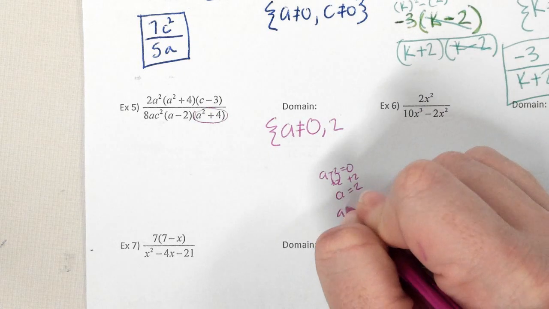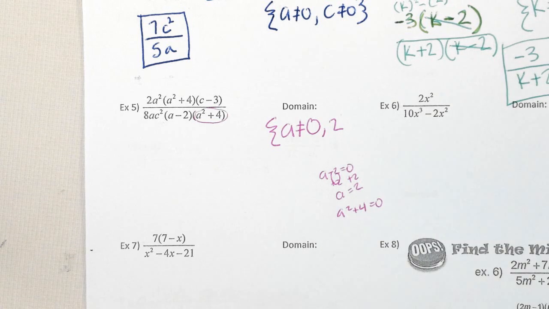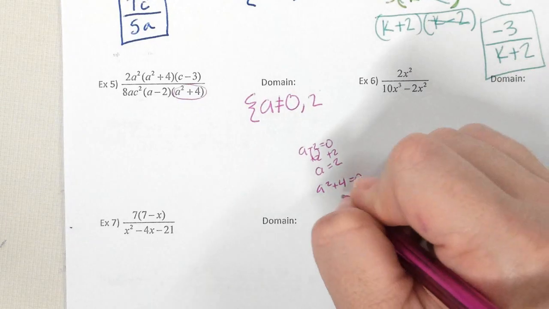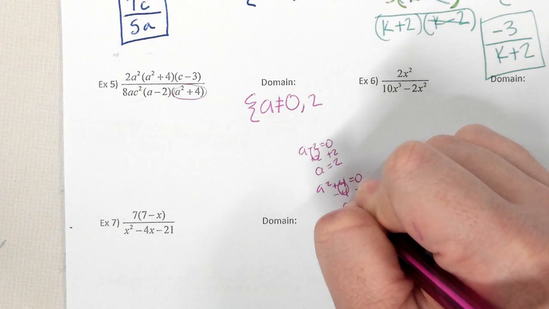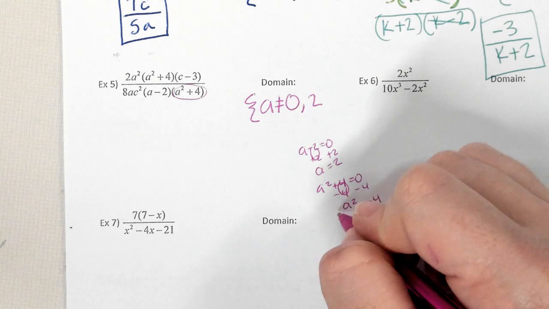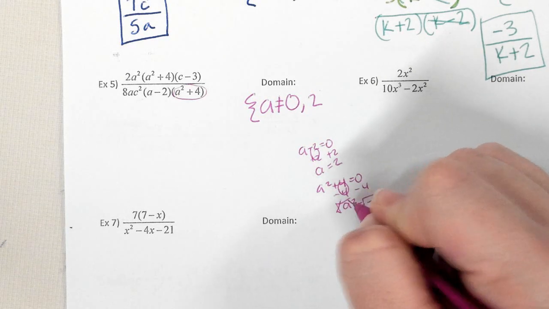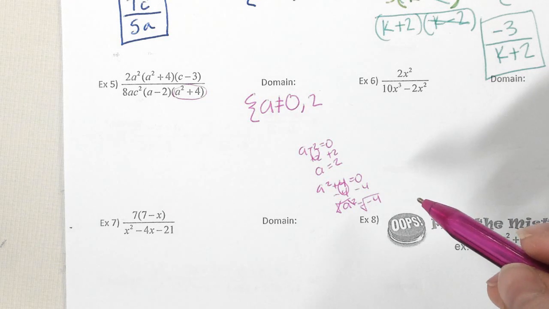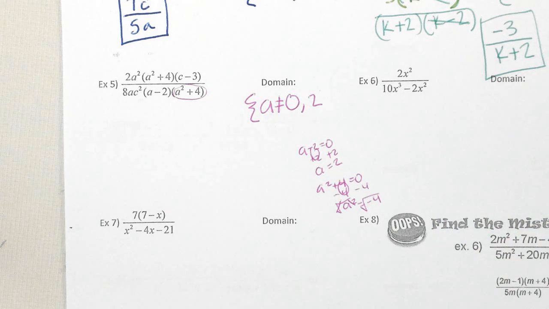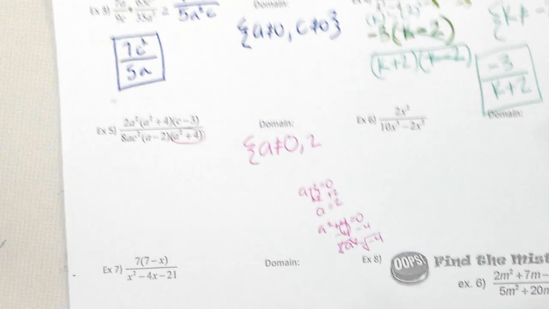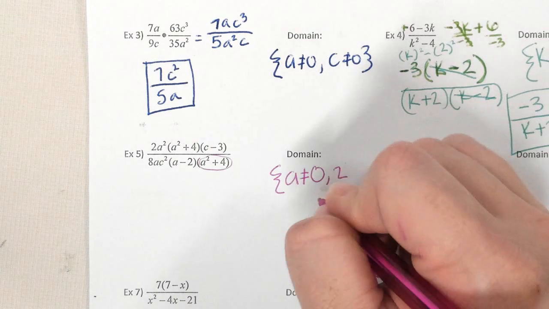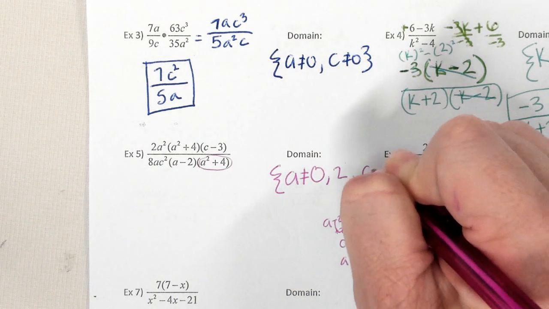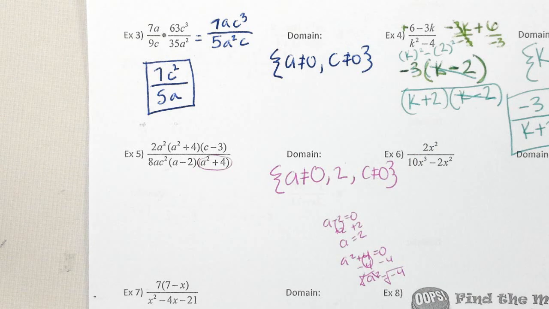So if I have A squared plus 4 equals 0, I would subtract 4 from both sides. I get A squared equals negative 4, and then I square root. And what does it end up equaling? An imaginary number, right? Am I ever going to plug an imaginary number in? No. We don't even like solving for them. We're definitely not going to plug them in, okay? So that doesn't give me anything, and we're done. Now, we also had a C, but C was only multiplying, so C cannot equal 0, and we're done.